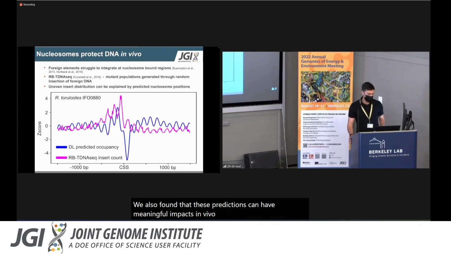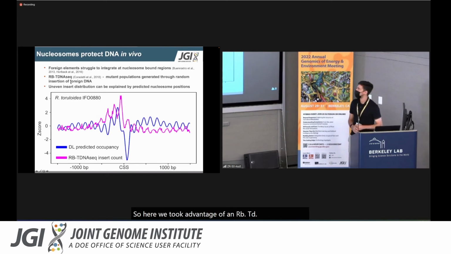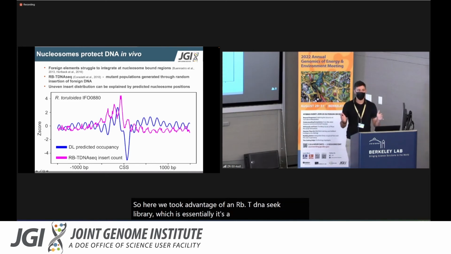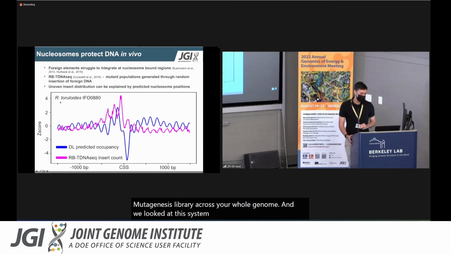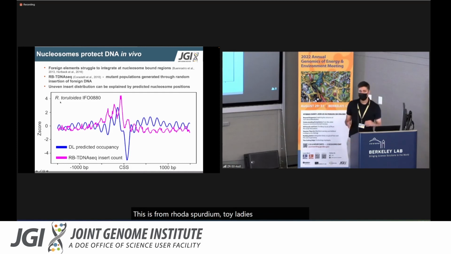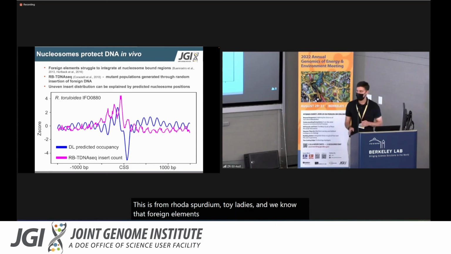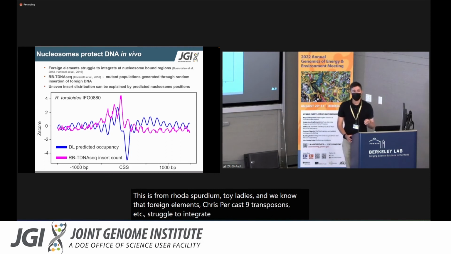So here we took advantage of an RB-TDNA-seq library, which is essentially a Tn-seq approach, more or less, where you have a random insertion mutagenesis library across your whole genome. And we looked at this. This is from Rhodosporidium toruloides. And we know that foreign elements, CRISPR-Cas9, transposons, et cetera, struggle to integrate into nucleosome-bound regions.